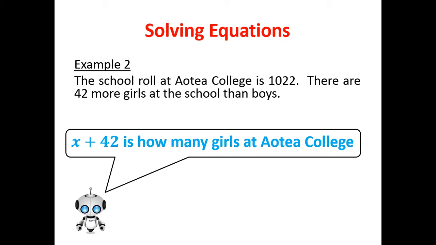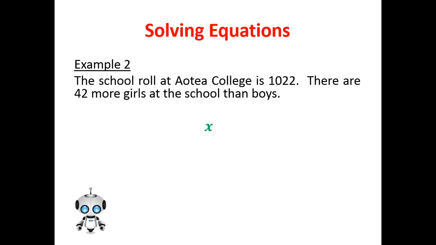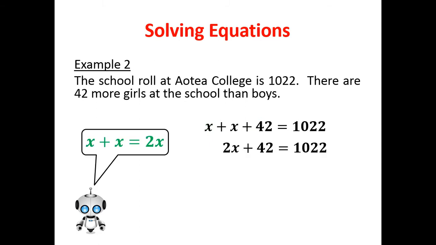There are 42 more girls than boys, so we have x is how many boys plus another 42, that makes how many girls. So here's our statement: x is how many boys plus x + 42, that's how many girls there are, and that has to equal 1,022 students. Alright, x plus x makes 2x, so 2x + 42 = 1,022.